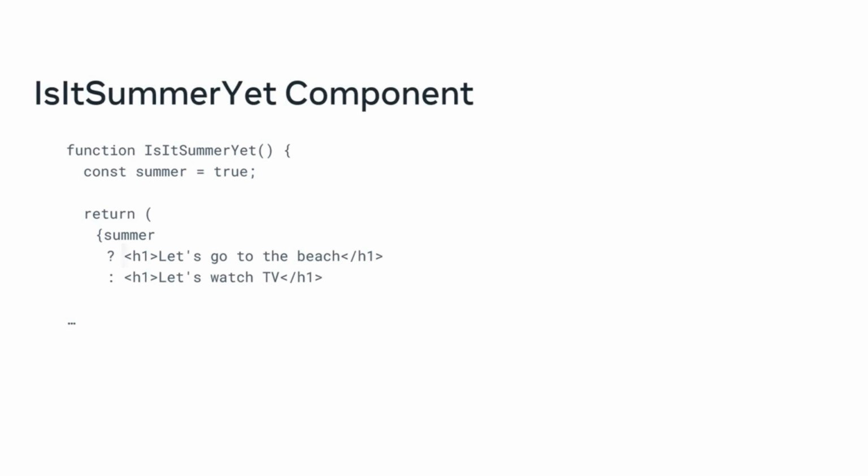A ternary operator returns the expression after the question mark if the condition before the question mark is true. Otherwise, it returns the expression after the colon symbol. So since the variable summer evaluates to true, rendering this component will return the string "let's go to the beach." In this video, you learned about conditional rendering and how to implement it within dynamic apps by using ternary operators.